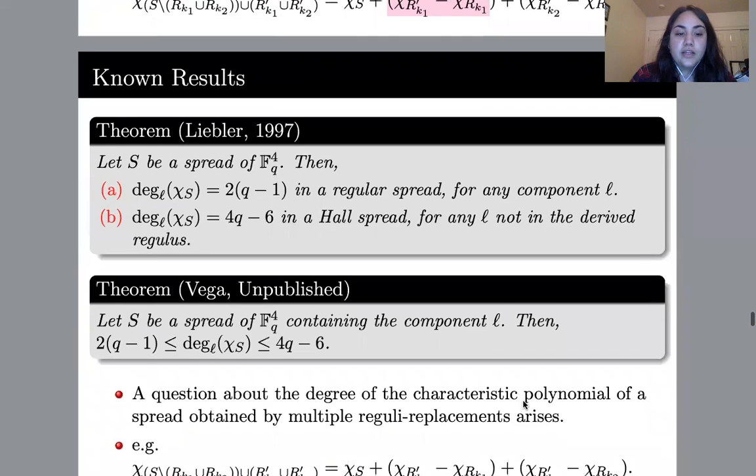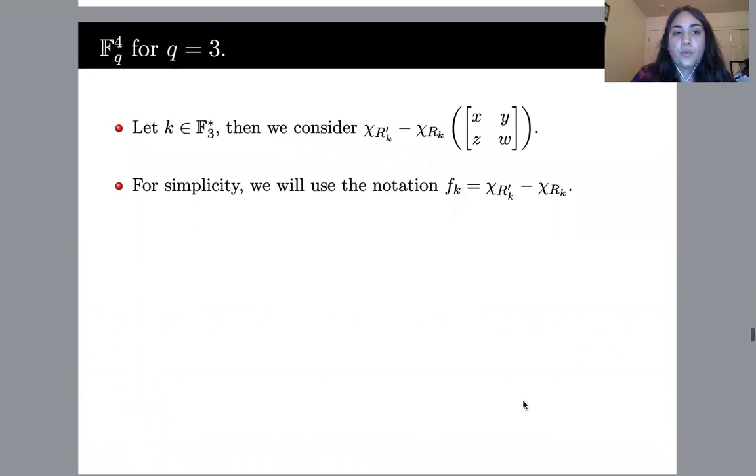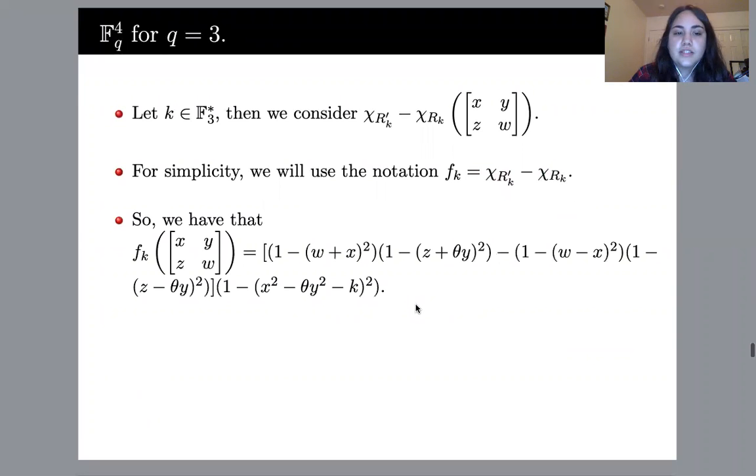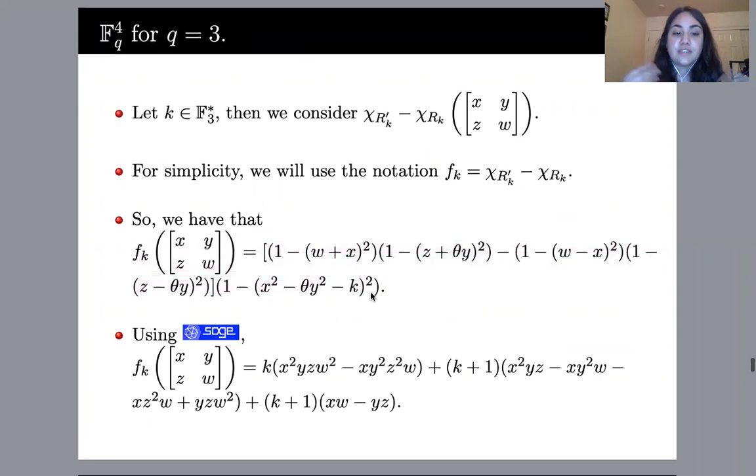Okay, so some known results. I'm going to go ahead and present it to you for Q equals 3. So when K is in F3 star, then we consider my difference for any arbitrary matrix. For simplicity, I will use the notation Fk to be equal to this difference. So we have looked at this difference, and it can actually be written as the following polynomial. And through the use of a software called Sage, we can actually rewrite it in this cleaner form.